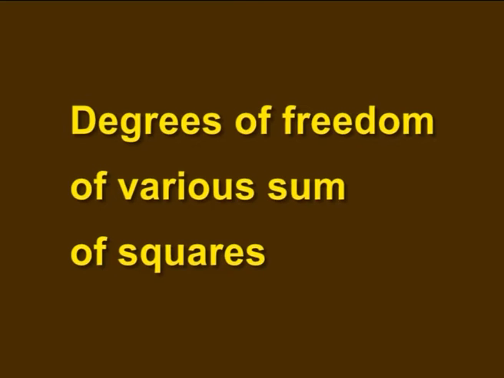Degrees of freedom of various sum of squares. Observe that the total sum of squares is computed with n equal to p into k quantities, which will carry n minus 1 degrees of freedom because we have adjusted total sum of squares. Similarly, treatment sum of squares will have p minus 1 degrees of freedom because there are p treatments, and block sum of squares will have k minus 1 degrees of freedom because there are k groups or k blocks.